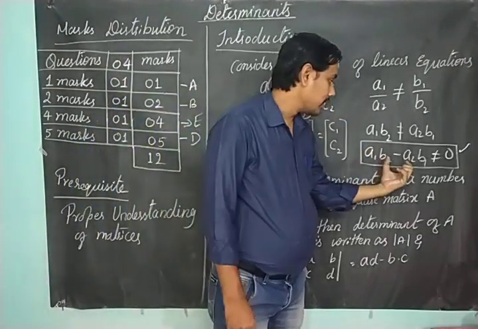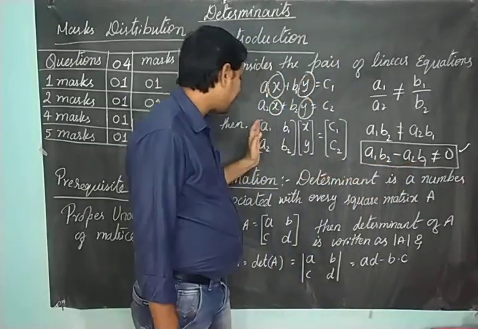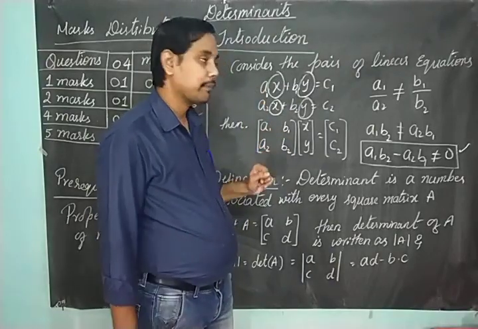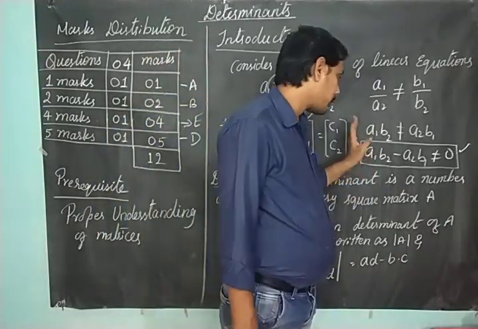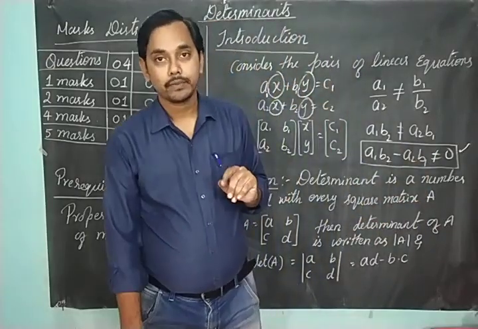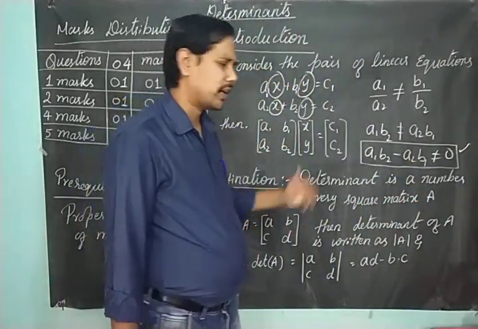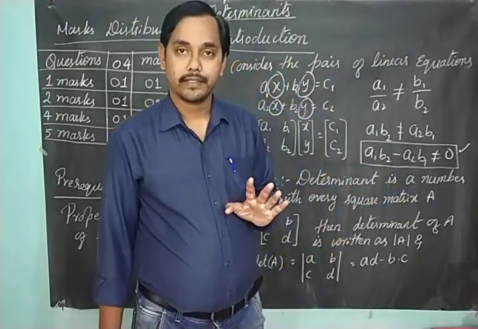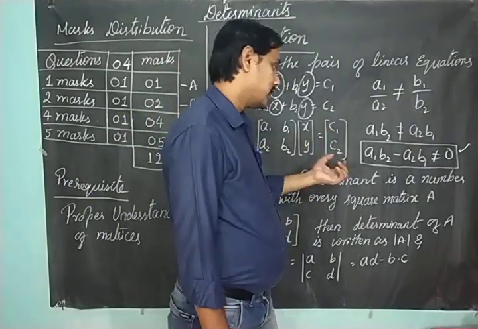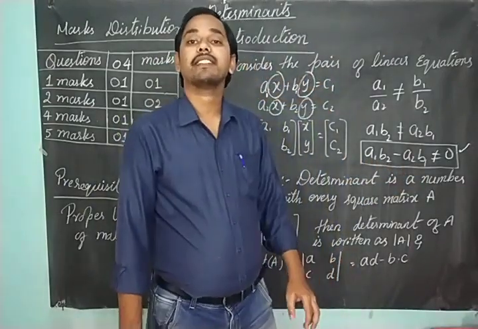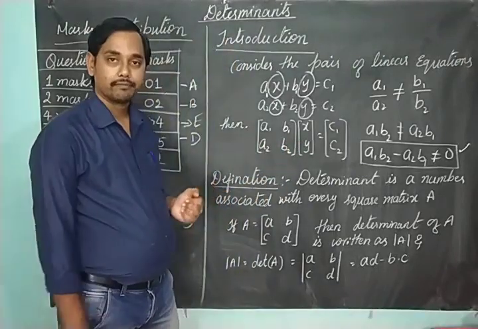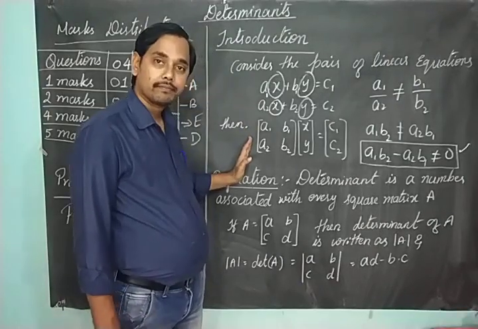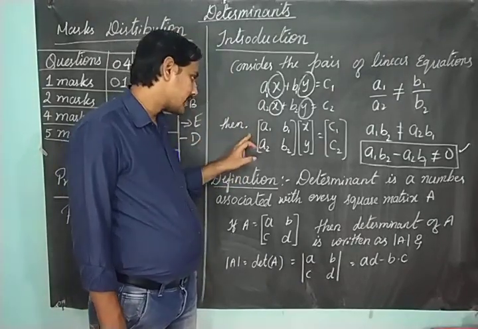And what is this called? a1, a2, b1, b2 are all numbers inside the matrix. If you substitute them, you are going to get some number which should not be equal to 0, either 2, 3, 4, 5 or something, and that value we call the determinant. In general, a1 b2 minus a2 b1 is nothing but the determinant of this matrix, and it is always associated with this matrix. Is that clear?